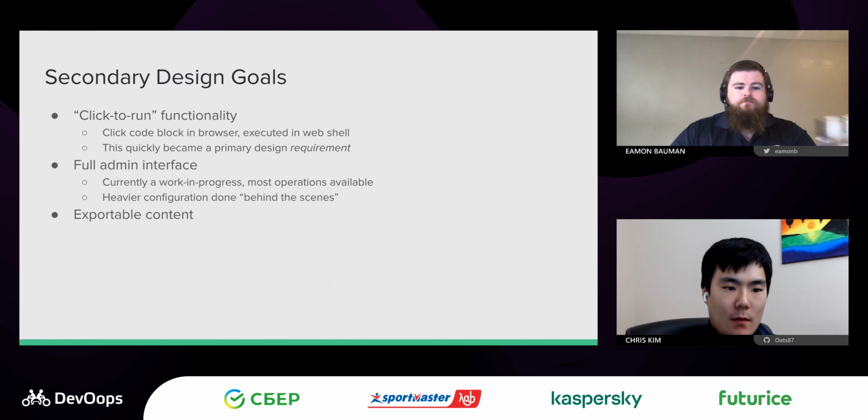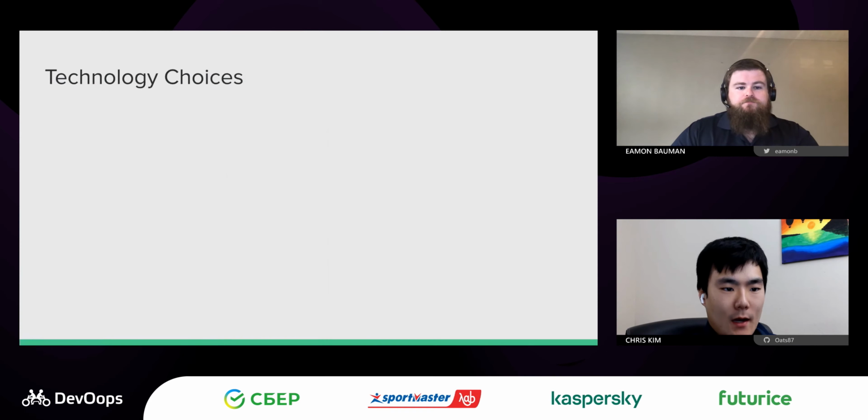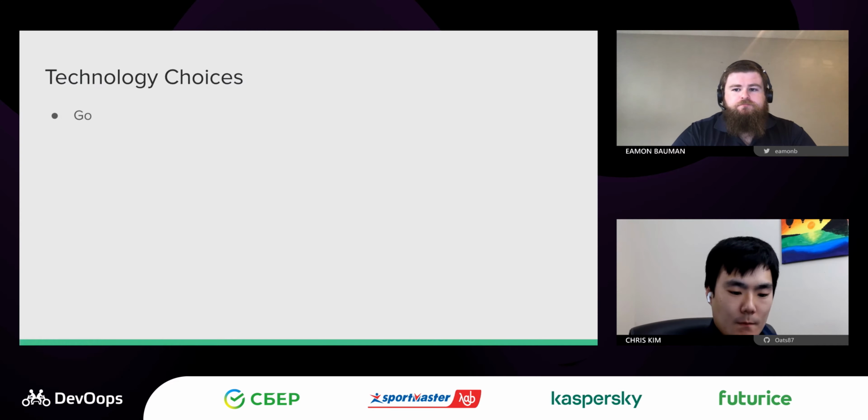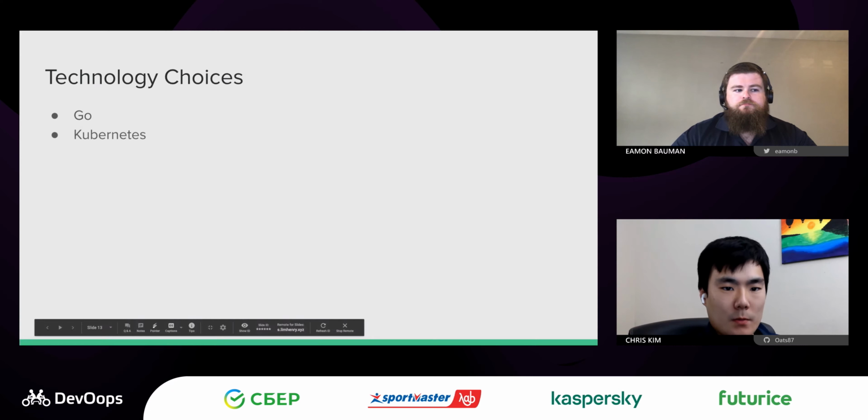If we look at our next slide, we'll be able to see that we have a couple of technology choices that we made. The first is going to be around Golang. Golang is the language we use to write the back end of HobbyFarm. The reason we chose Go is because HobbyFarm is powered by Kubernetes. I'll dive into what that actually means in a little bit, but we are very, very dependent on Kubernetes.